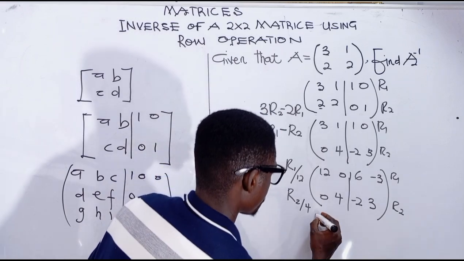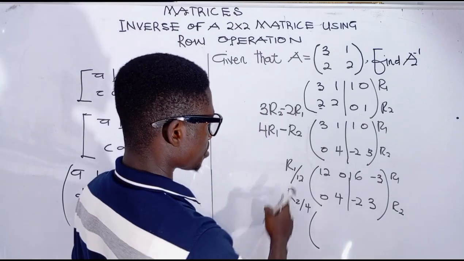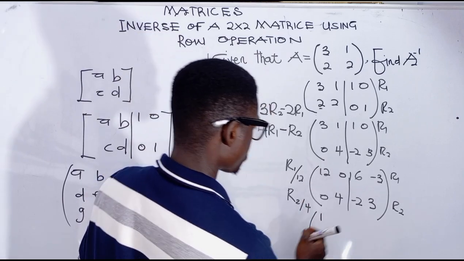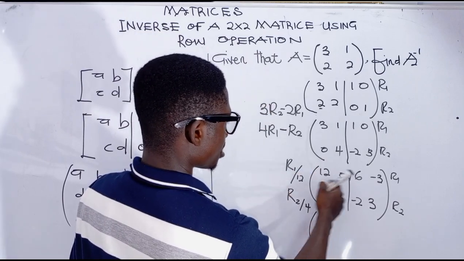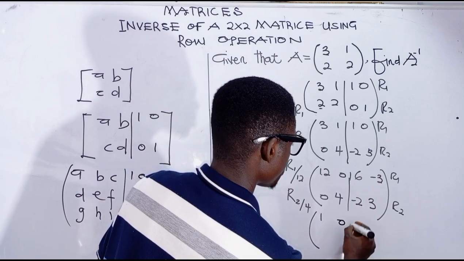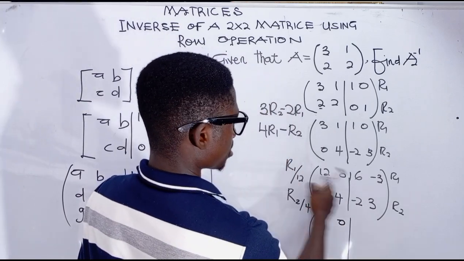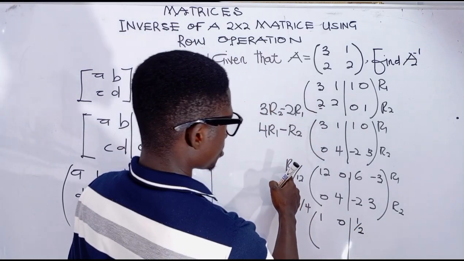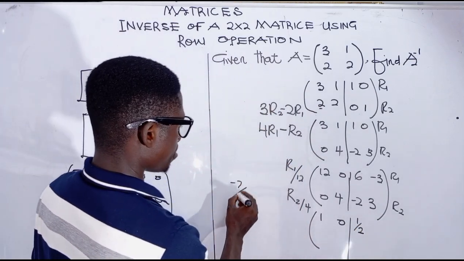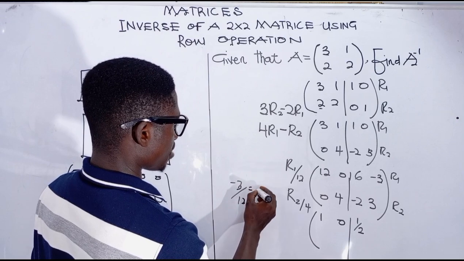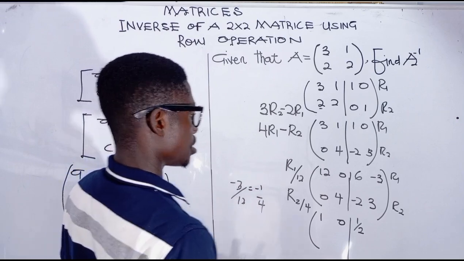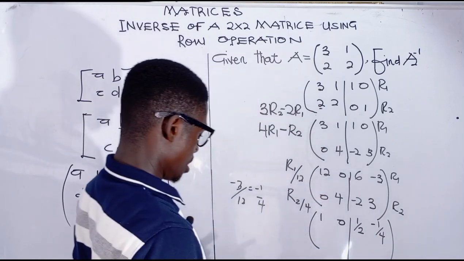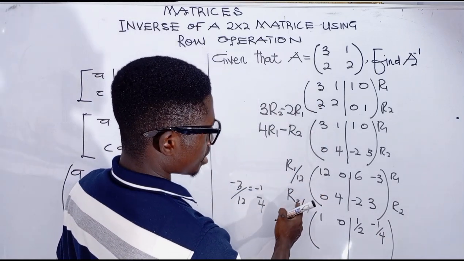Good. So at the end, we are going to have row 1 divided by 12. That is 12 divided by 12 will give us 1. We have 0 divided by 12 will give us what? 0. We have 6 divided by 12 will give us 1 over 2. 3 divided by 12 will give us neg 1 over 4. So we have neg 1 over 4. Then we look at row 2.